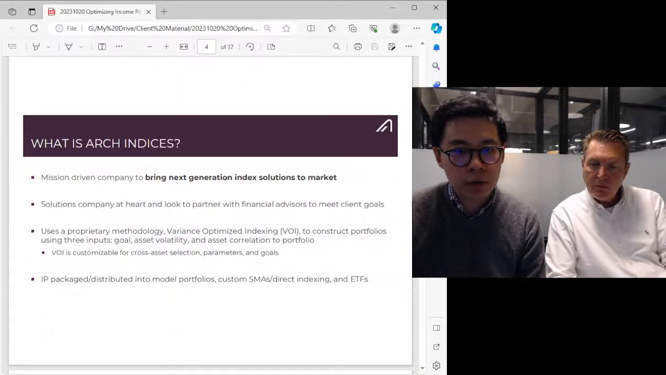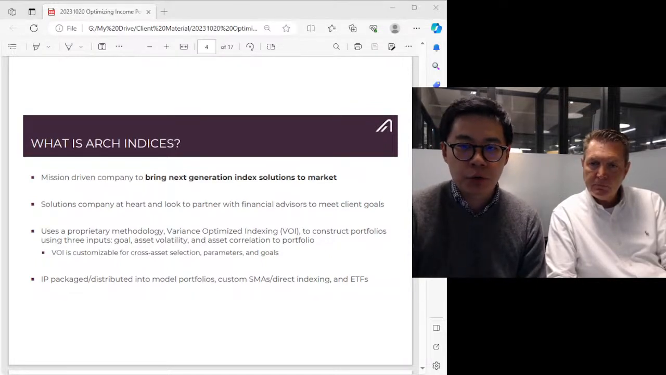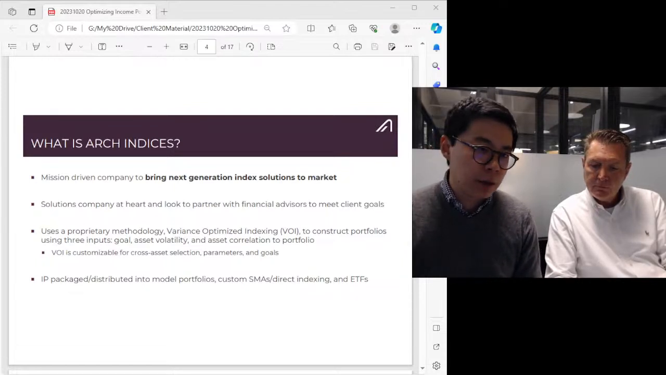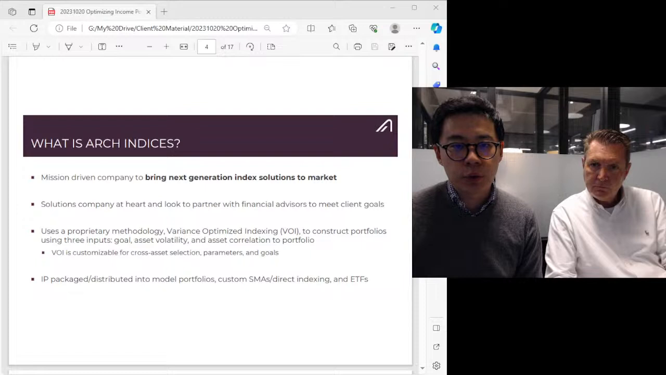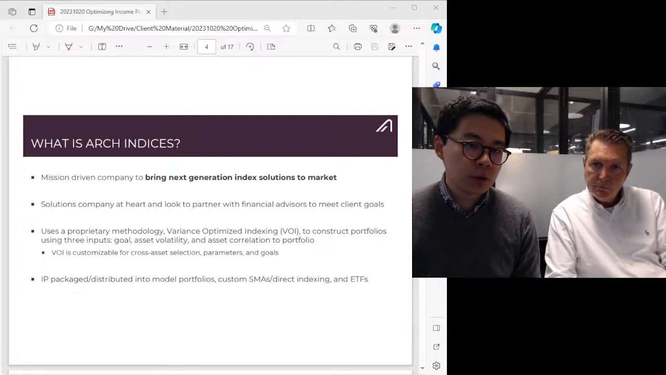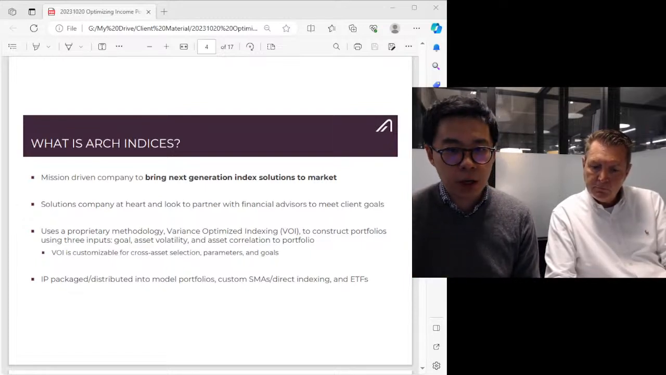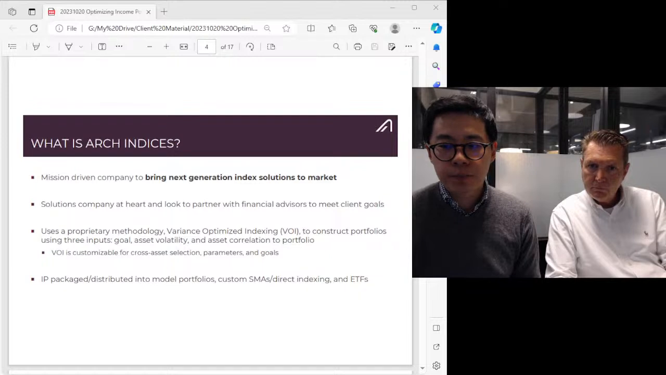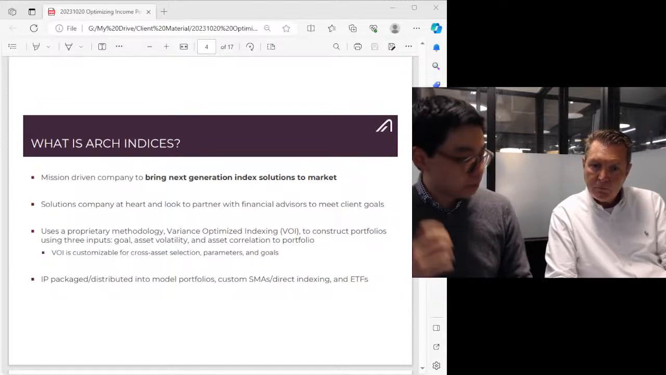So we're mission-driven. We're an intellectual property company, and we're really looking to partner with financial advisors to help them meet client goals. As I mentioned, we have a proprietary methodology we developed called VOI, which we use to construct portfolios. And we distribute our IP through model portfolios. Our investment advisor went live over the summer, and we can offer custom SMAs. And we had an ETF launch, our income ETF launch, at the beginning of this month.